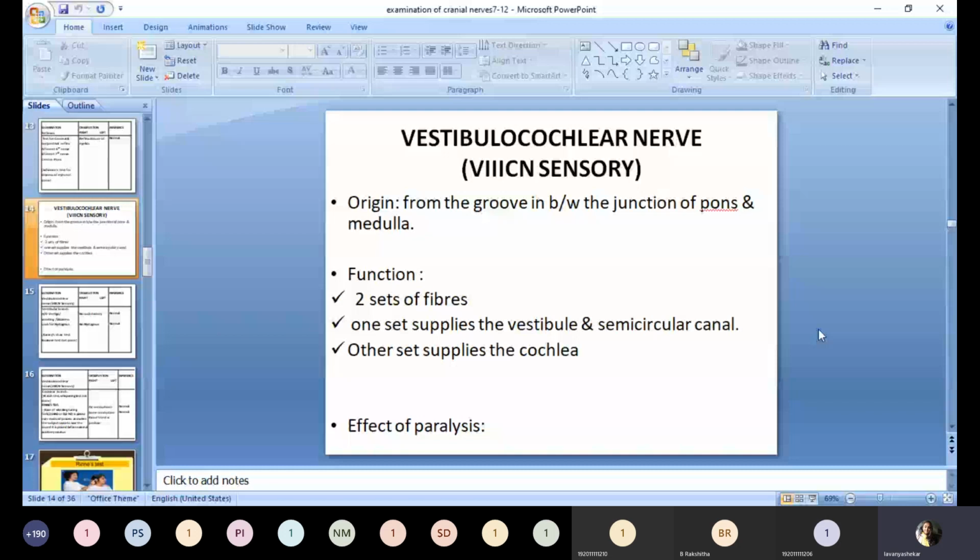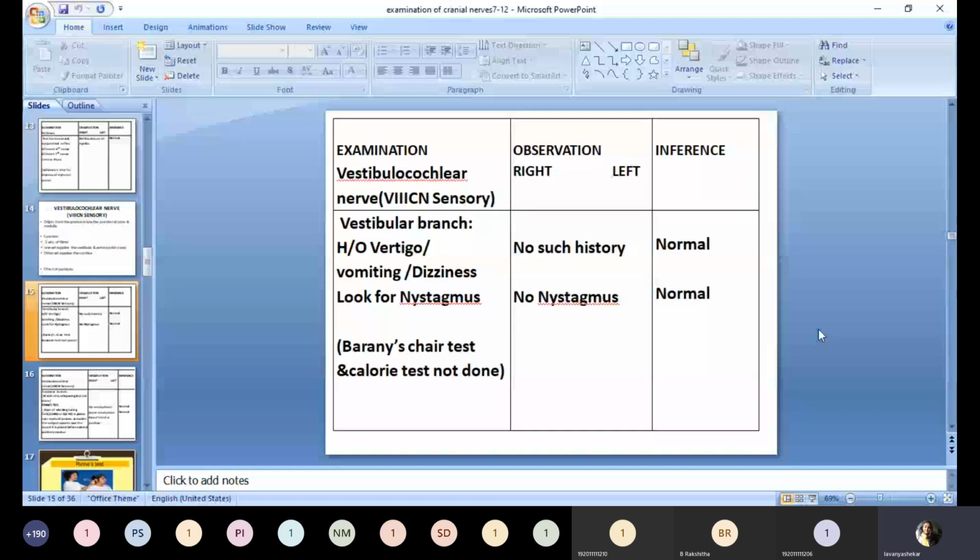So now let us discuss how to test. With the vestibular branch, usually we take the history, whether the person is having vertigo, vomiting, dizziness, and also you check whether, when you observe a person, he has nystagmus or not. So the individual won't be able to focus. He will have to and fro, involuntary movements of the eyeball. In case you don't find any such history and there is no nystagmus, then it is normal.